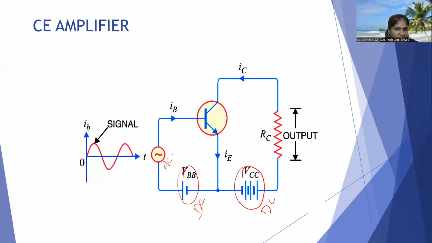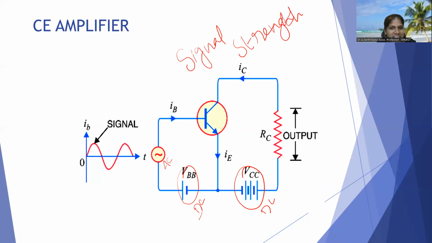So what is an amplifier? It increases the signal strength. The transistor increases the weak signal strength in terms of voltage, current and power. We will see the classification of amplifiers next session. It is also available in our syllabus.